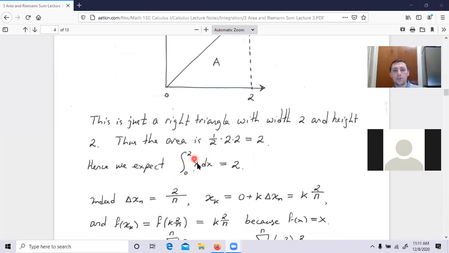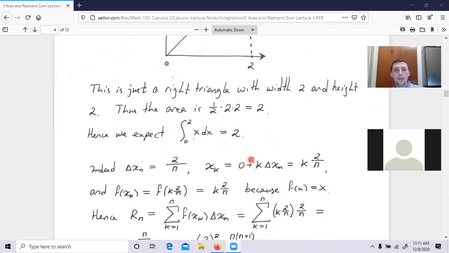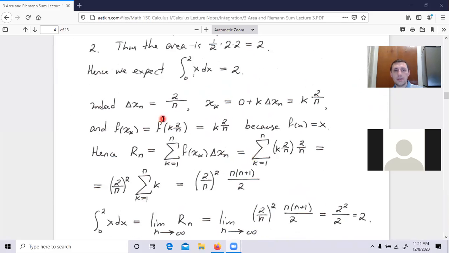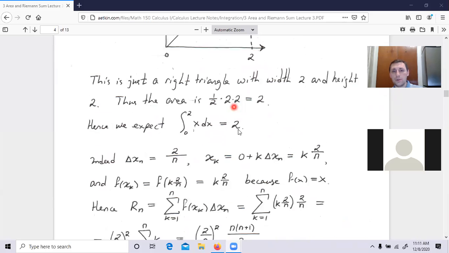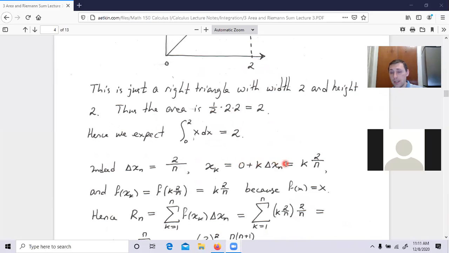So the integral from 0 to 2 of x dx, by definition, I'm supposed to start at 0 and displace to the right: 0 plus k times delta xn. And what is delta xn? It's this interval divided into n parts. So it's k times 2 divided by n. Do you see that? K times 2 divided by n.